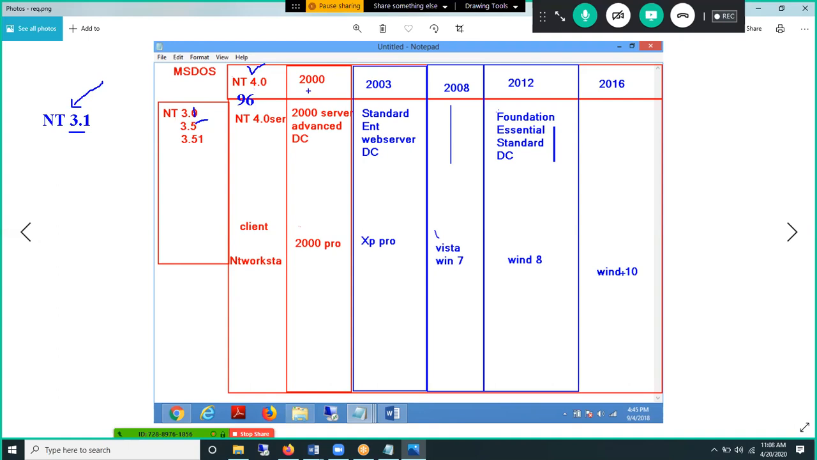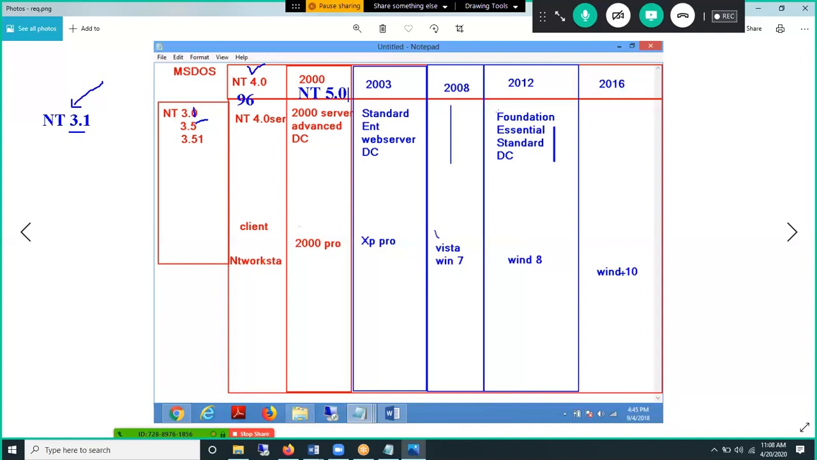Okay. So 2000 was the first server from Microsoft where Microsoft started giving a name to the operating system. So 2000 Server is also called NT 5.0. After releasing 4.0, the next version was NT 5.0. This operating system is also represented as Windows 2000 Server.